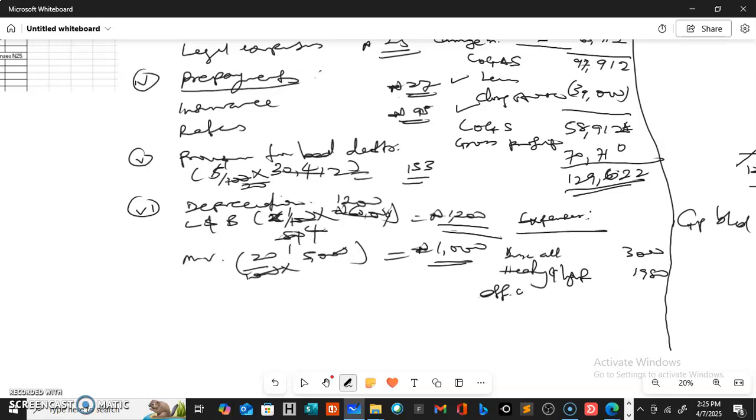Office expenses, that is 4017. We have carriage outward. Carriage outward is 3913. We have stationery. Stationery, that is 317. 317, okay.